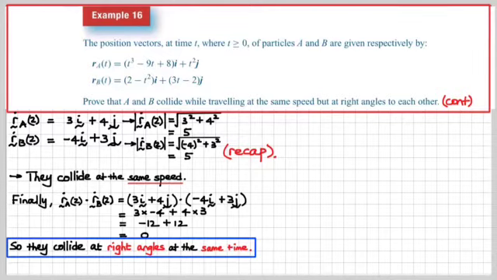Yes, so therefore they do collide at right angles to each other, aka the dot product comes out to be 0, and they do collide at the same time, which we proved. T was 2, and at the same speed as well from over here, from earlier in the question. So that's it. We've done everything they asked for, guys, and we feel mighty fine, don't we?